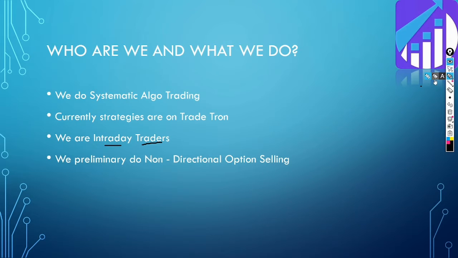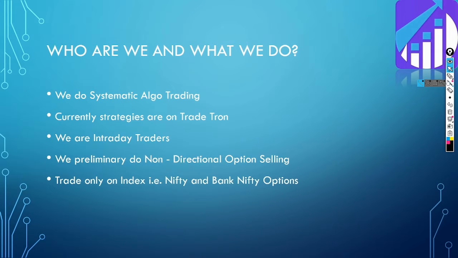Now, the first thing to notice is that we do option selling only. Second, we do non-directional option selling. And primarily, why do I say primarily? Because sometimes our strategies become directional, but the start is always non-directional. So we do option selling, non-directional, and sometimes our strategies do get directional. Where do we trade? We trade Nifty and Bank Nifty options only. We do not trade anything else. We do not trade in currency. We do not trade in commodities. We only trade Nifty and Bank Nifty options. And why do we do that? I'll let you know soon.